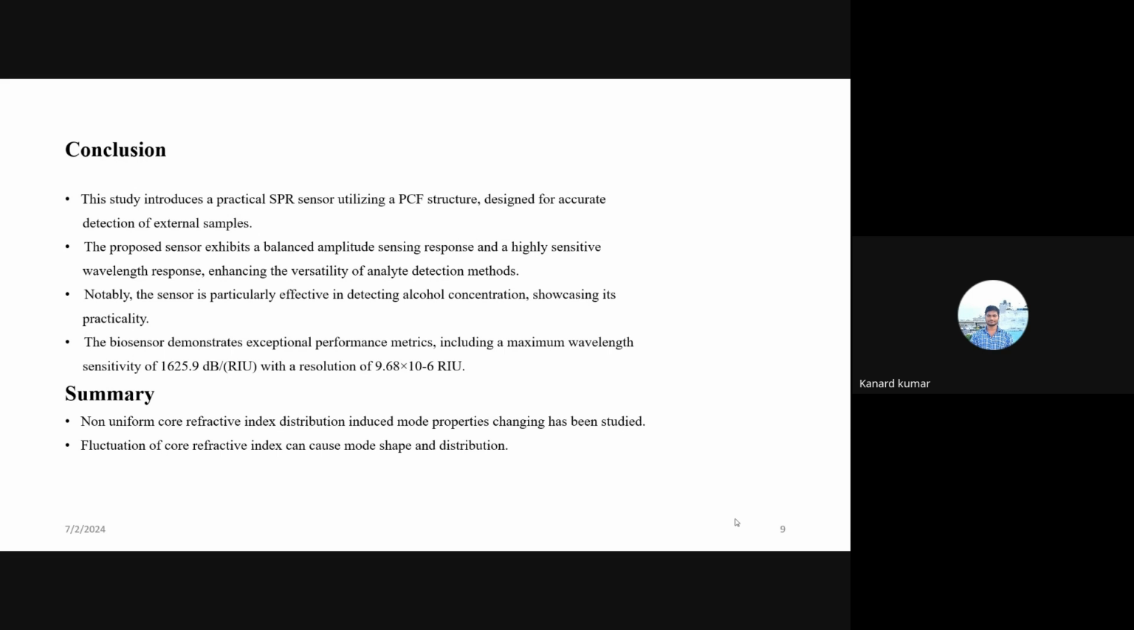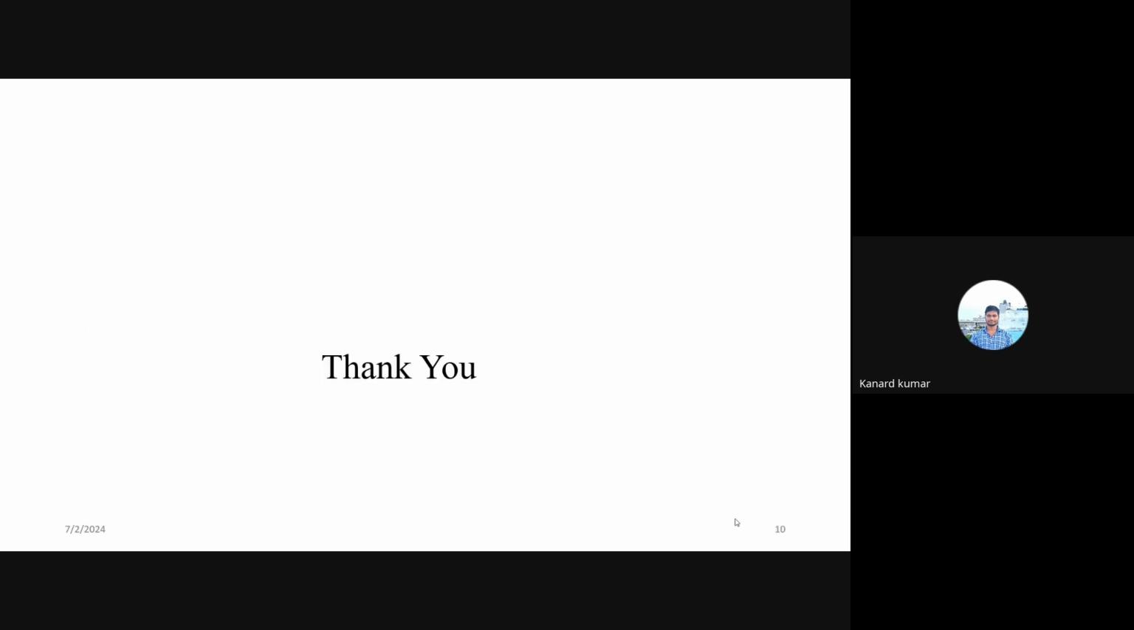In summary, the non-uniform core refractive index distribution induced more property changes has been studied. Fluctuation of core refractive index can cause changes in mode shape and distribution.